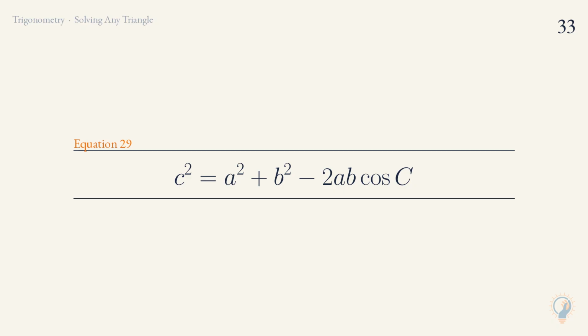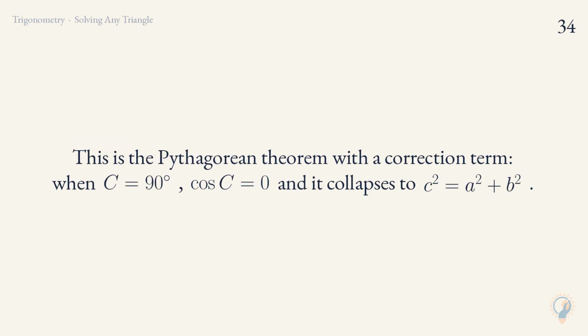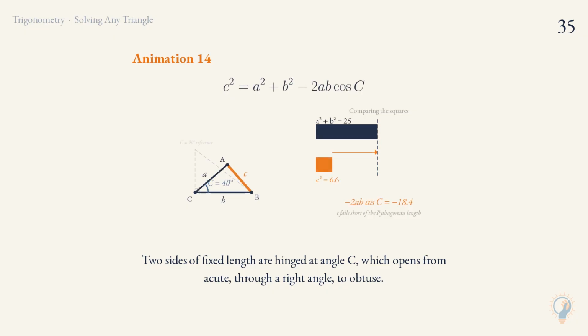Equation 29, the law of cosines. Side c squared equals a squared plus b squared minus 2ab times the cosine of C. This is the Pythagorean theorem with a correction term. When C equals 90 degrees, the cosine of C is 0, and it collapses to c squared equals a squared plus b squared. Animation 14.